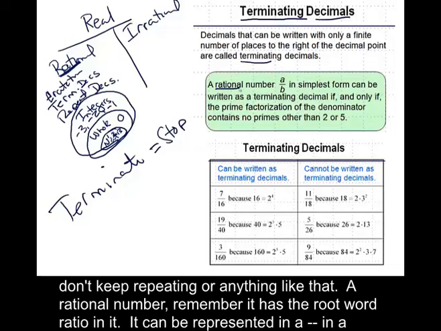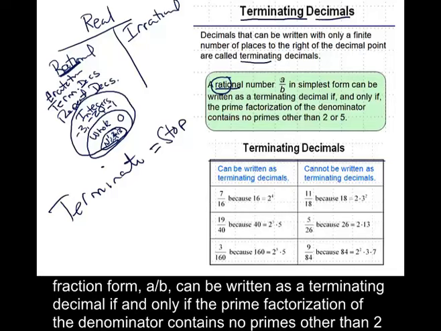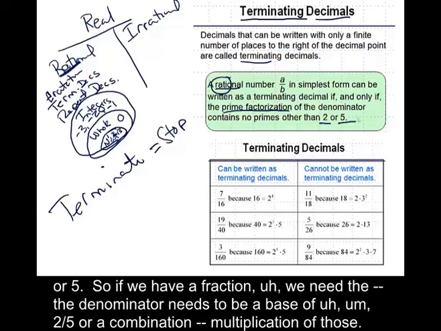A rational number, remember, it has the root word ratio in it, can be represented in fraction form, a to b, and can be written as a terminating decimal if and only if the prime factorization of the denominator contains no primes other than 2 or 5. So if we have a fraction, the denominator needs to be a base of 2 or 5, or a multiplication of those.